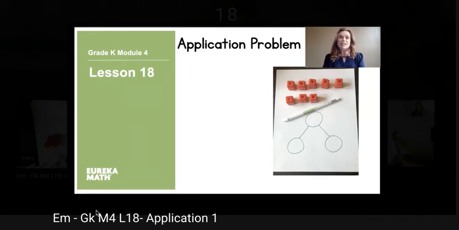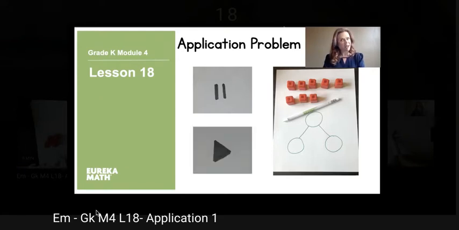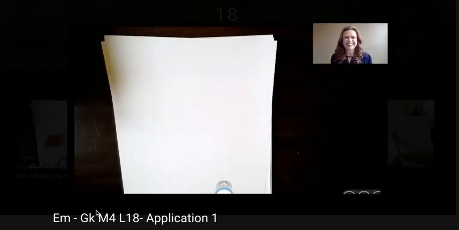At the bottom of the screen, you will see 2 lines that look like this. That is your pause button. Press pause, get your materials, and when you're ready, come back and press play. I'll be waiting for you. Press pause now. Now that you have your materials, let's begin.